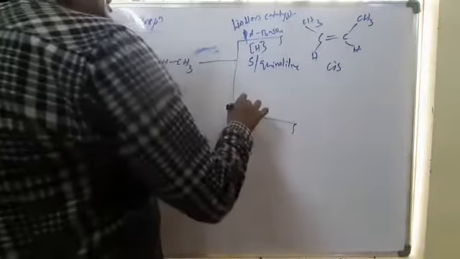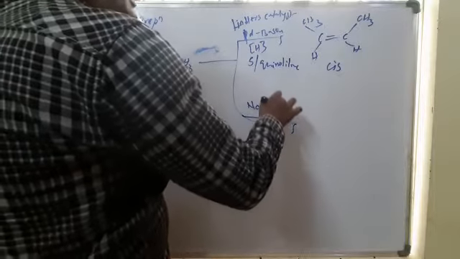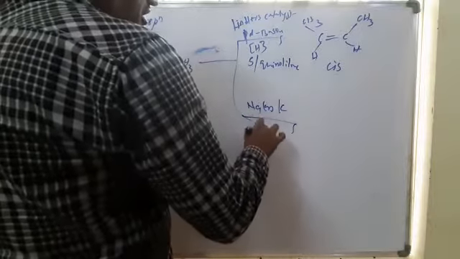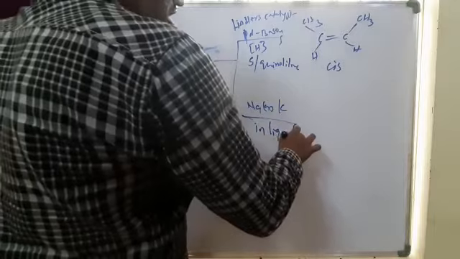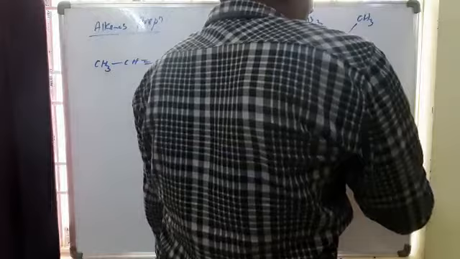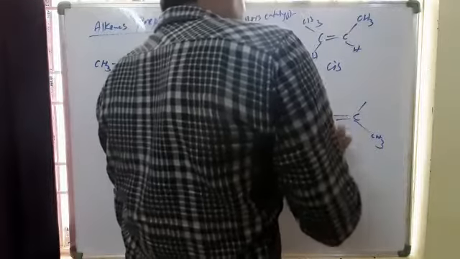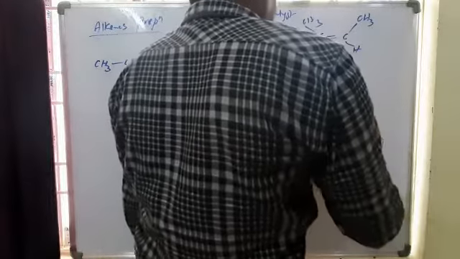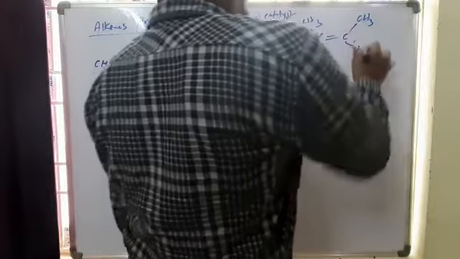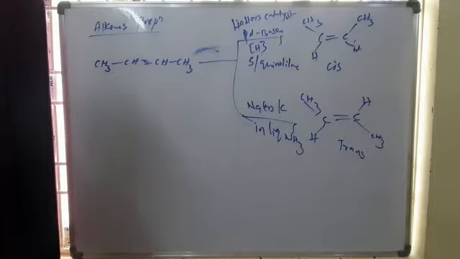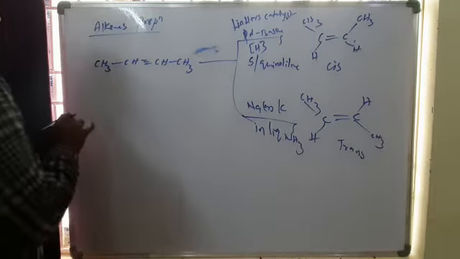And in the other case, sodium or potassium in liquid ammonia, if you use, the product is a trans product. So here is a trans. These are cis and trans, these are geometrical isomers. So from alkynes, we will get alkenes from Lindlar's catalyst, and also from sodium or potassium in liquid ammonia, giving the two products.